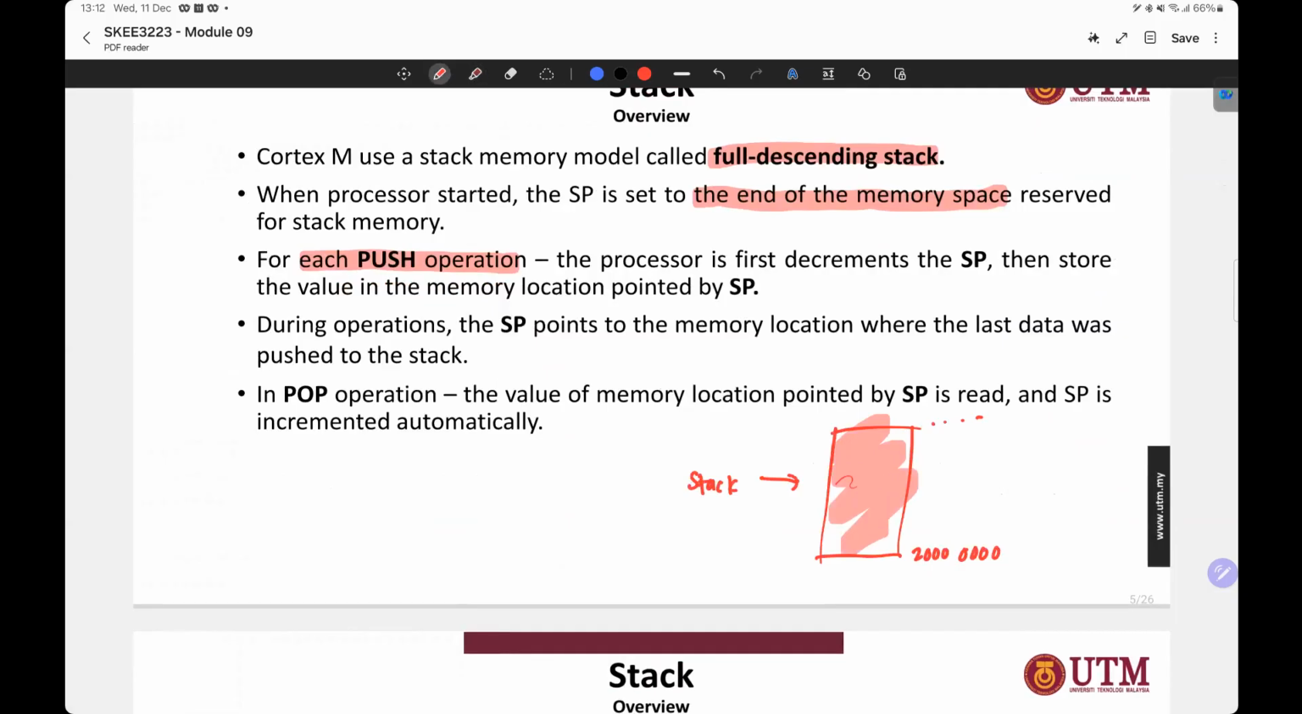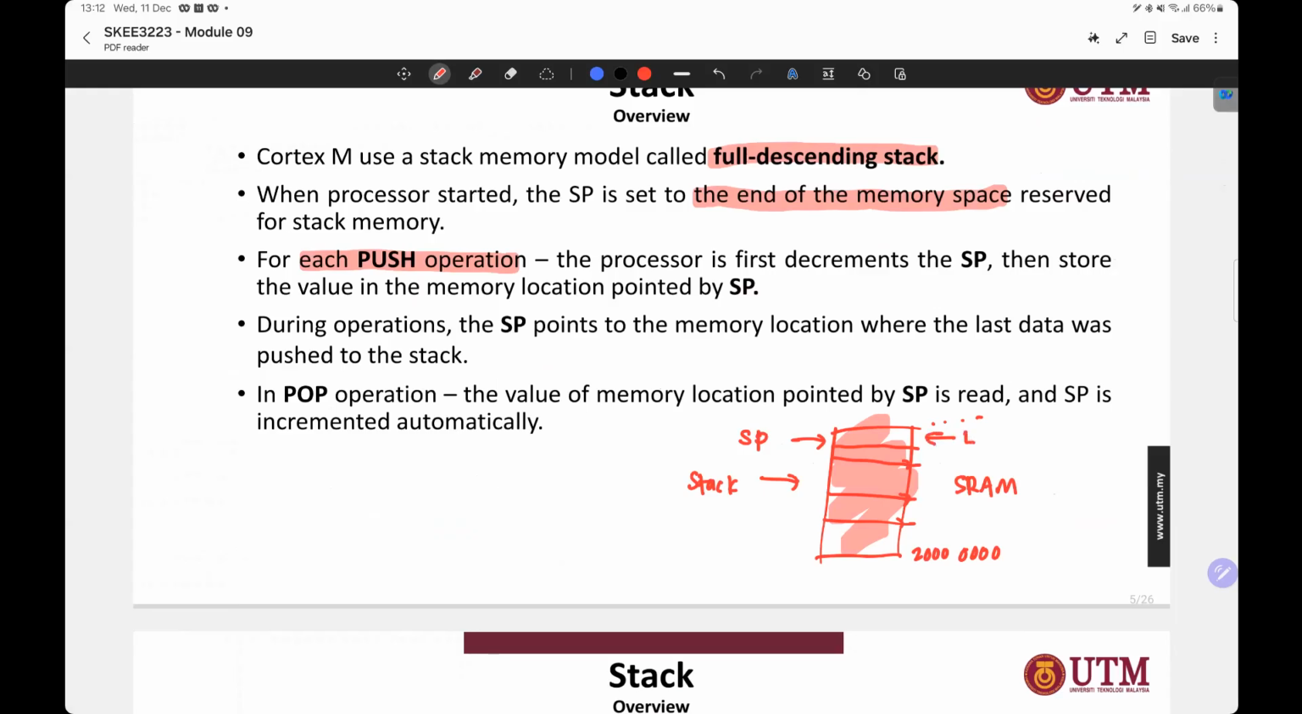You can initialize your stack somewhere around here, or here, or anywhere, as long as it is inside the RAM, the SRAM. Ideally, every time we initialize our stack, we need to initialize it to the end address of the RAM, which is, your stack pointer must point to this address.